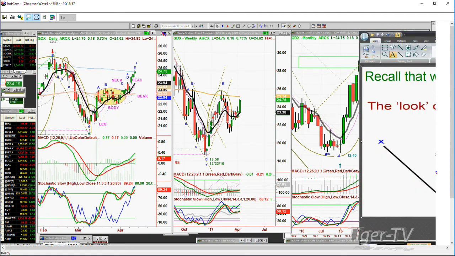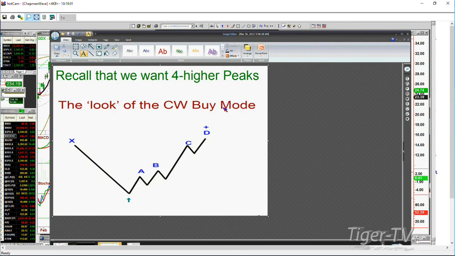In the Chapman Wave methodology, what we always want to see is 4 higher peaks. That's the objective. Find the lowest, most identifiable low bar, and then count each successively higher peak. When you get to the 4th highest peak, D, I alphabetize them, A, B, C, D. They can go to E, F, and G, never more than a G. There's no H. This is where other things can happen.